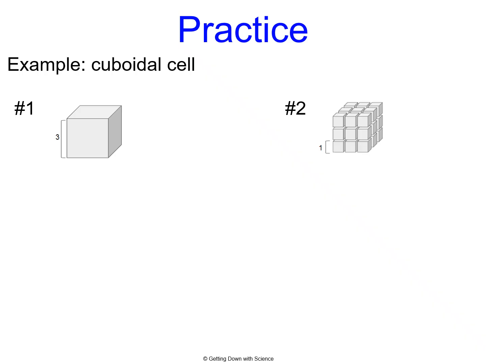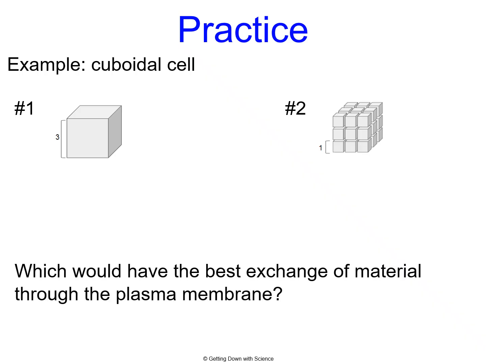And we're trying to determine which of these, one or two, would be best at exchanging materials through the plasma membrane. So remember, the key thing is the one that has the higher surface area to volume ratio is the one that is the most effective or efficient in exchanging substances. So let's start off with one.